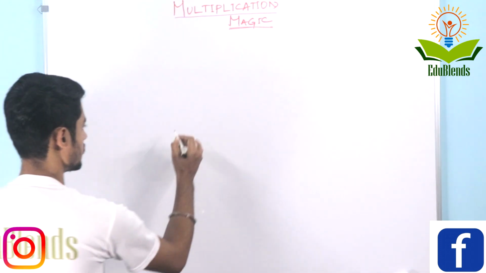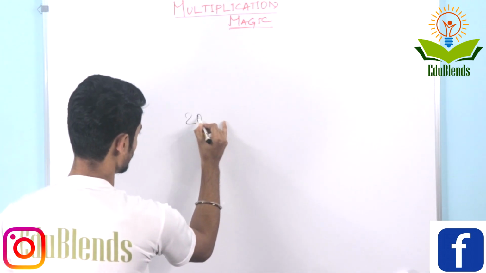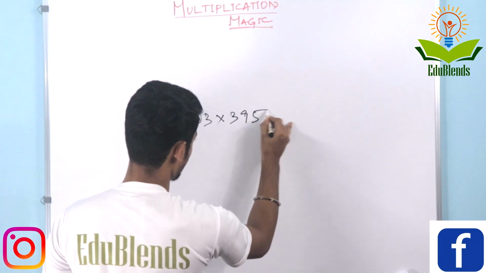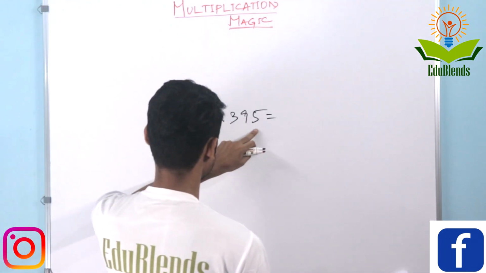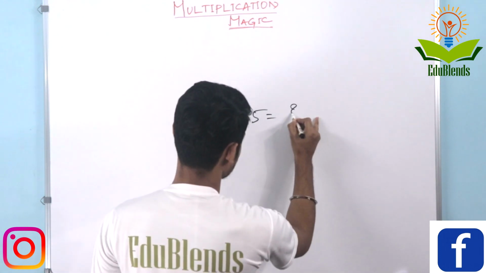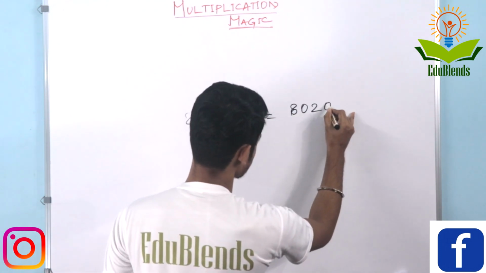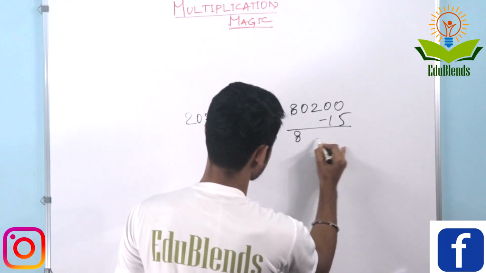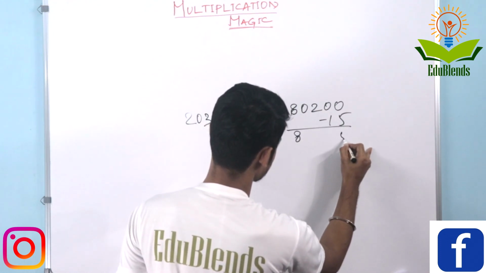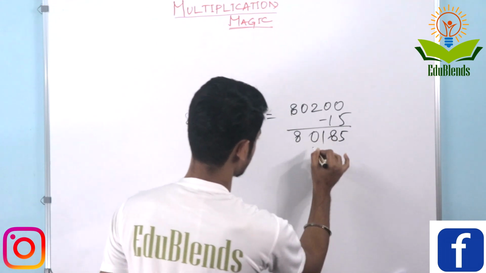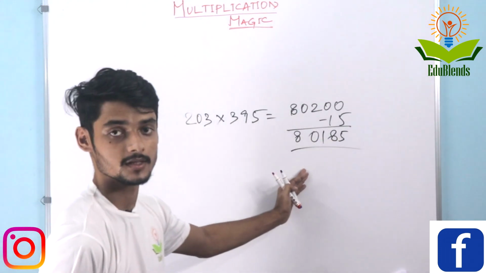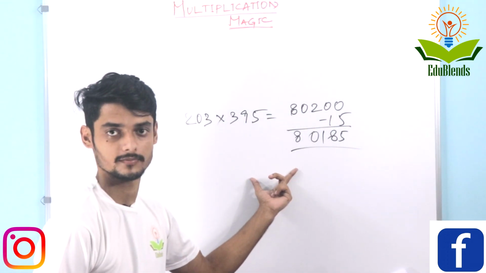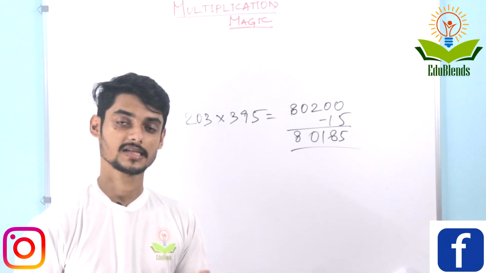Let's see, suppose I'm taking 395. So this is the answer. So you can also calculate. This is the advanced level problem. We will discuss step by step.